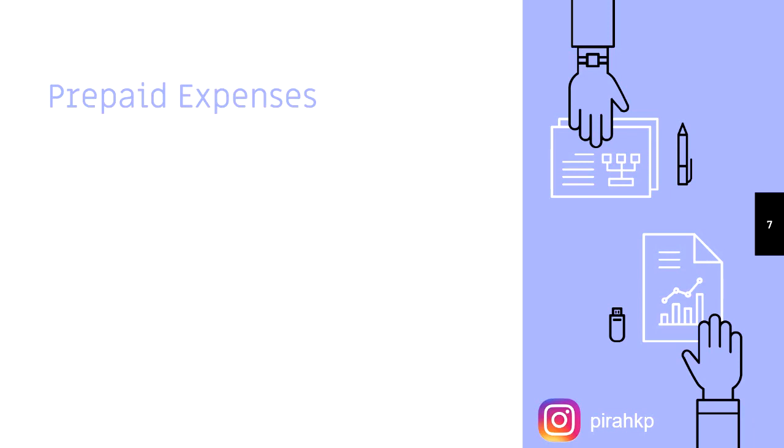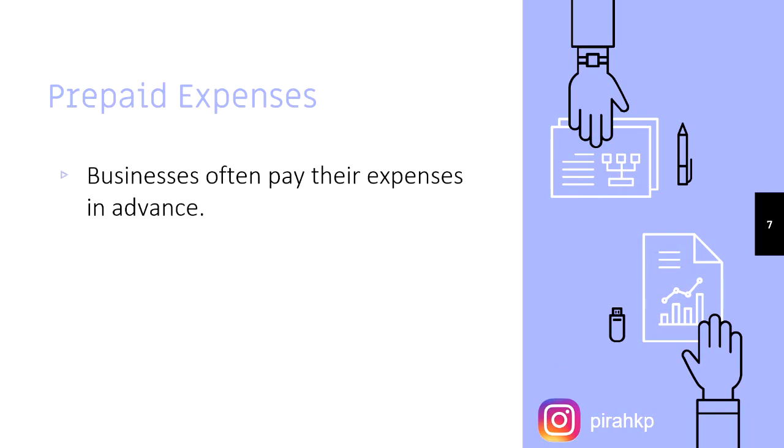Next is prepaid expenses. Businesses often pay their expenses in advance. So how are you going to record those expenses? You will record those expenses with prepaid expenses in your assets. These expenses haven't been incurred, but you have already paid for them. Maybe it's your rent. Maybe some employee took an advance from you and that's going to be written as prepaid expenses. Or maybe you have paid an advance amount to your supplier. These are your prepaid expenses, and you are going to write it under prepaid expenses in your accounting books.